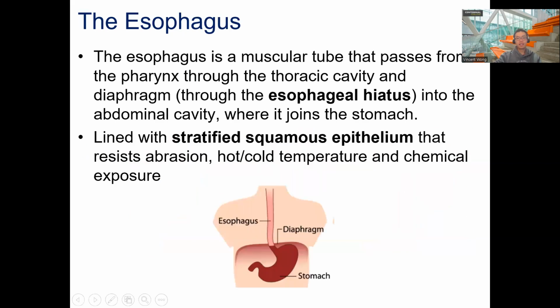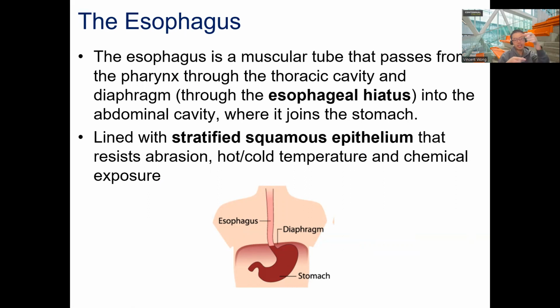All right, going down to the esophagus now. The esophagus is, of course, parallel to your trachea. Do you guys remember if it's behind the trachea or in front of the trachea? The esophagus, is it posterior or anterior to the trachea? Yep, posterior is correct. It is behind the trachea, right?